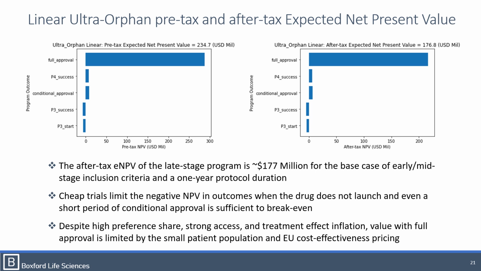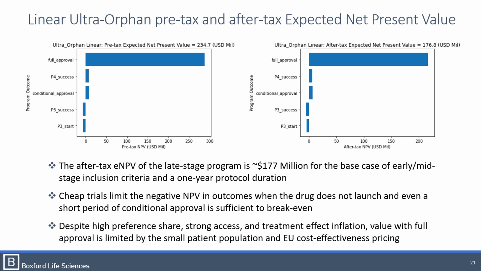Again, we're starting already after a successful phase 2, so the expected value is going to be a lot higher than it is if we consider earlier stages of clinical development. And again, we're assuming here this base case of early mid-stage inclusion criteria and a 1-year protocol duration for the trial. We see that the cost of the failures are relatively cheap because we have small single-arm trials, and even a very short period of sales with the conditional approval is enough to at least break even on that.